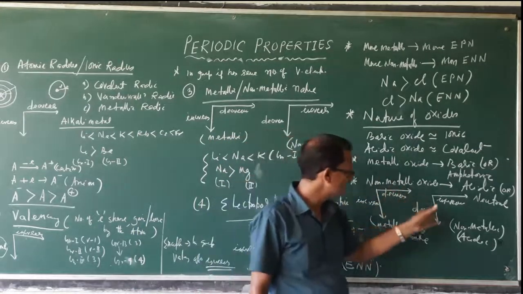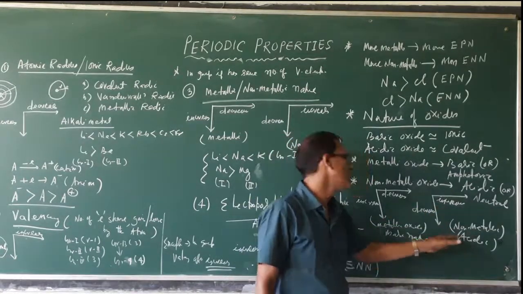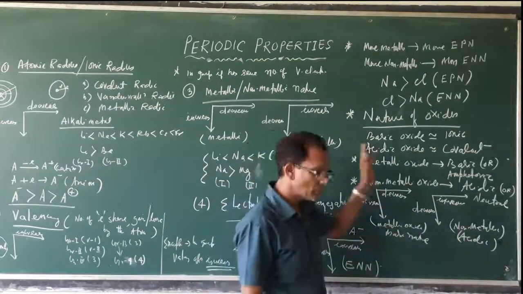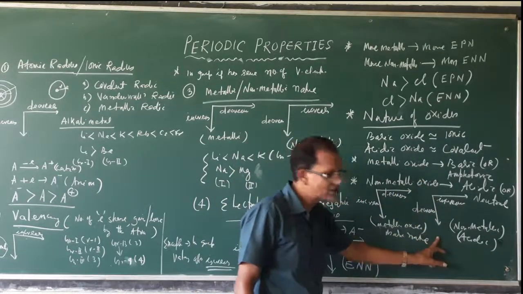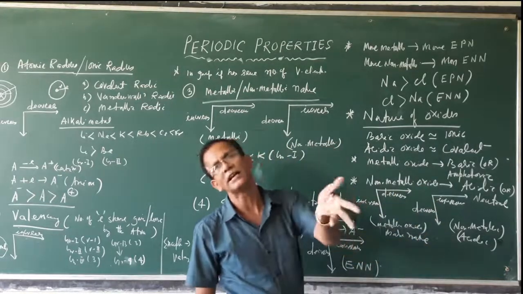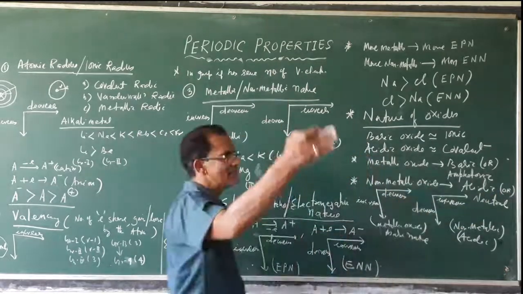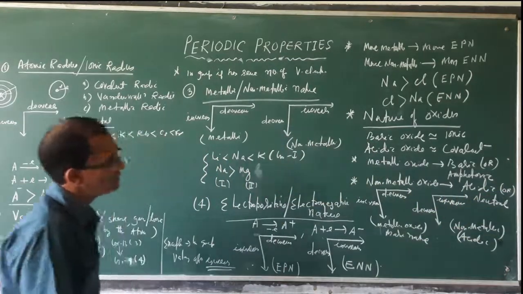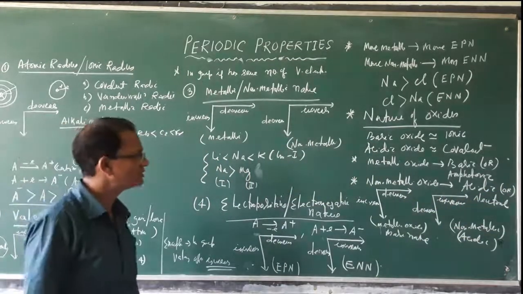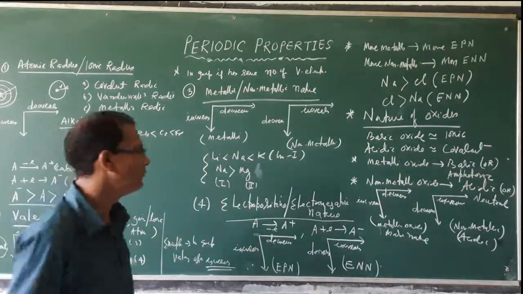If you discuss the acidic character of non-metallic oxides, most non-metallic oxides are acidic, so acidic character decreases down the group because the non-metallic character decreases. And along the period, non-metallic character increases, acidic character increases. So this is a very important relation between metallic oxides and non-metallic oxides, their acidic character and basic character.